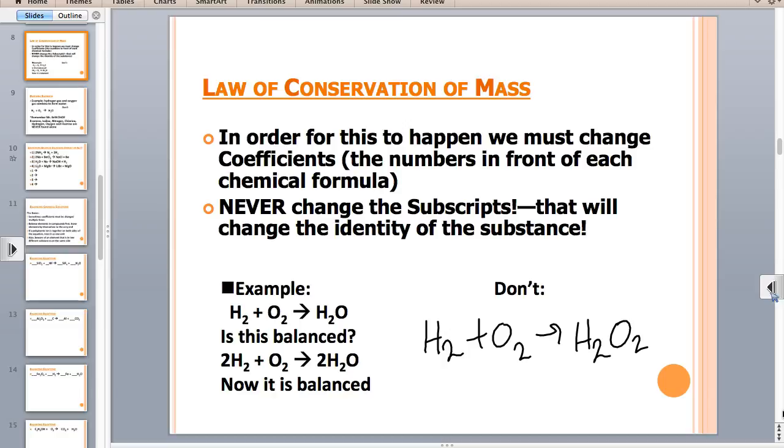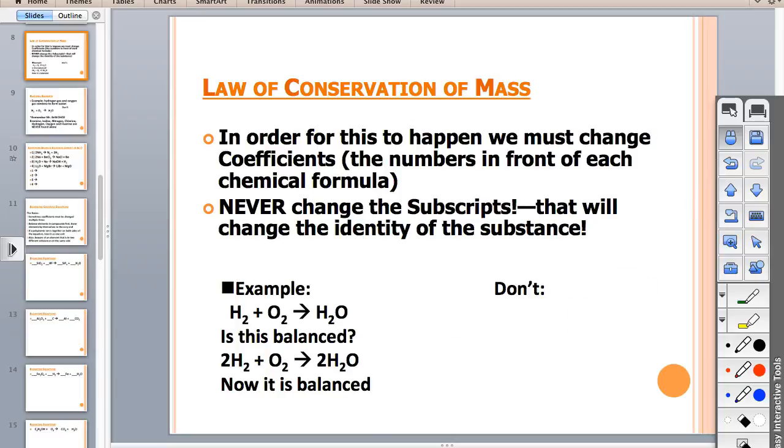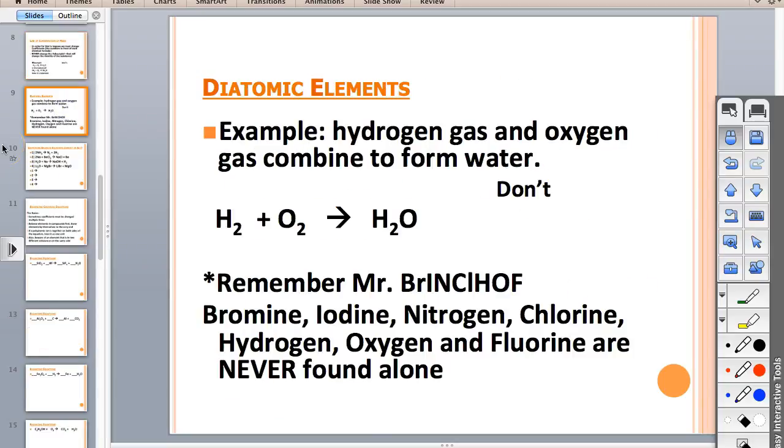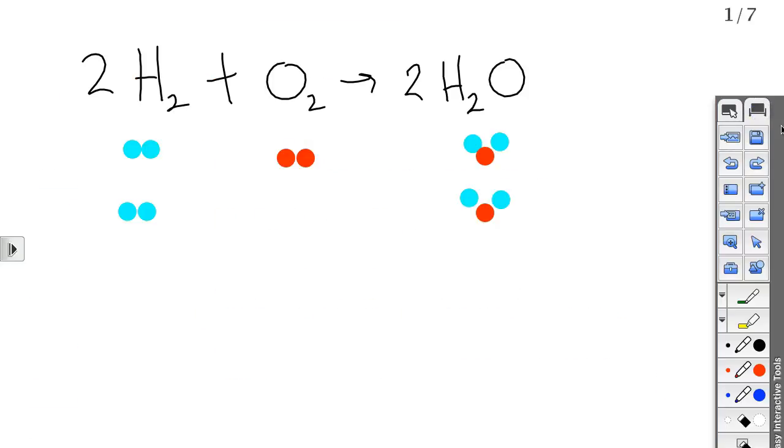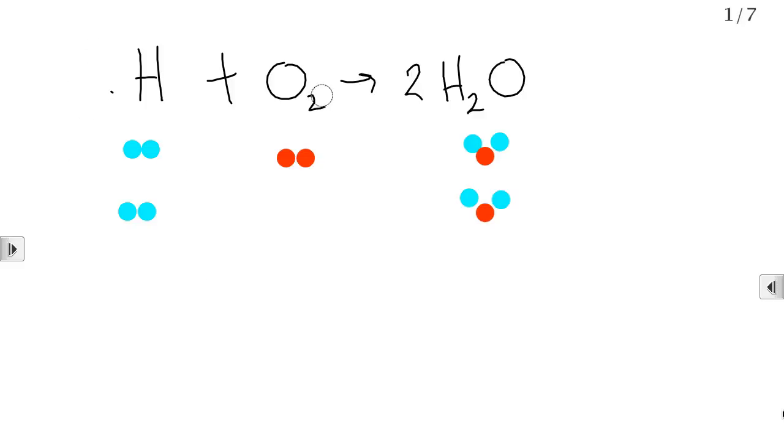Okay, so moving on with our lives. Hydrogen gas and oxygen gas combine to form water. Remember your Mr. Brinkelhoff, right? Bromine, iodine, nitrogen, chlorine, hydrogen, oxygen, and fluorine. So when we're looking at this, another thing that's very tempting to do, people will write hydrogen gas like this. Ooh, it erases the whole circle. Look at that. So hydrogen gas and oxygen gas give me water. That doesn't even look right, does it? But people do it.